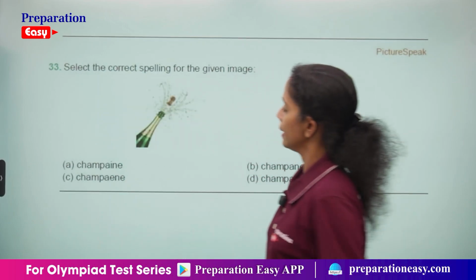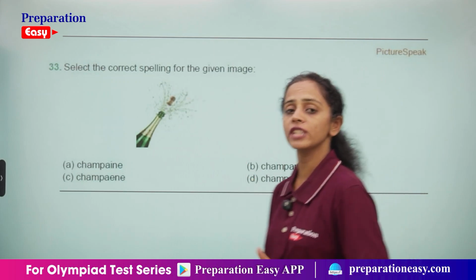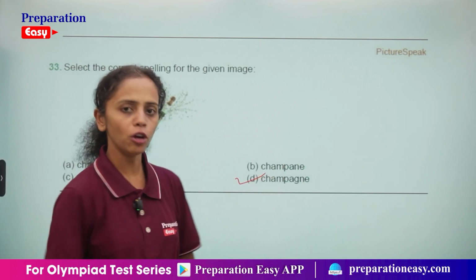Next is select the correct spelling. It's a kind of a bottle where something is splashing out. This is the bottle of champagne. It's a kind of an alcoholic drink. This is the right spelling of champagne.